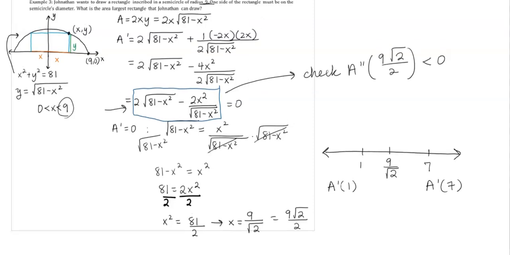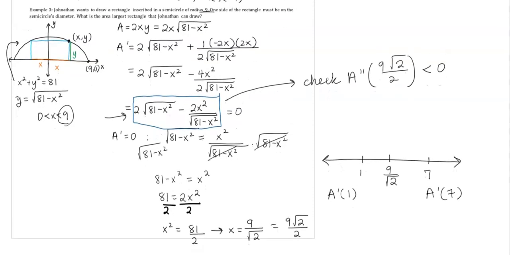So when we plug 1 into the first derivative, we do get out a negative number. And when we plug 7 in, no, we get out a positive number, excuse me. When we plug 1 into the first derivative, we get out a positive number. And when we plug 7 into the first derivative, we get out a negative number, implying that the function went from increasing to decreasing, so that there is in fact a maximum at x is equal to 9 over the square root of 2.